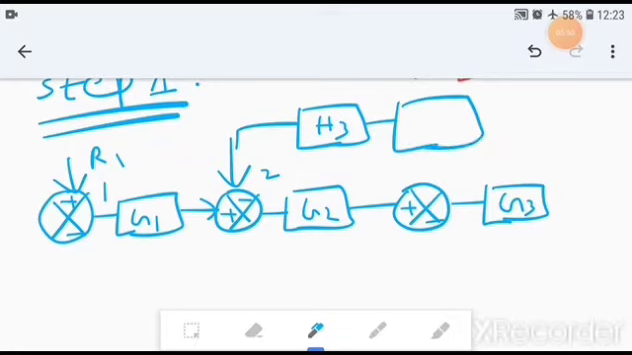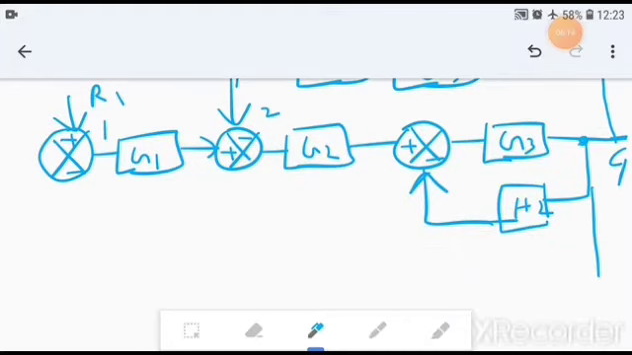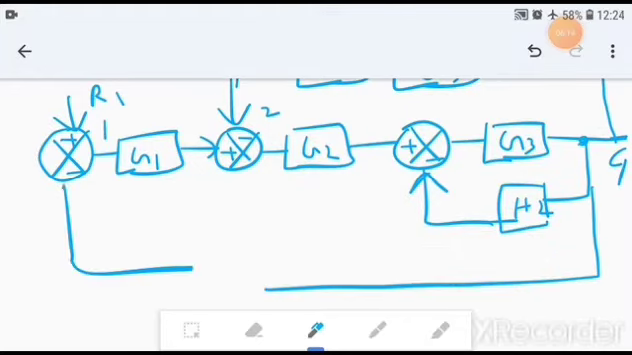We add a new block of 1 by G3 in series with H3, and this is shifted to the output C. And since we are considering only R1 input, we take it as C1 output. So this is the output, right? And now from the output we have the feedback of H2 which is connected to summing point 3. Another feedback we have from the output towards the summing point 1 with the block of H1. This is also negative feedback, since here we have minus.